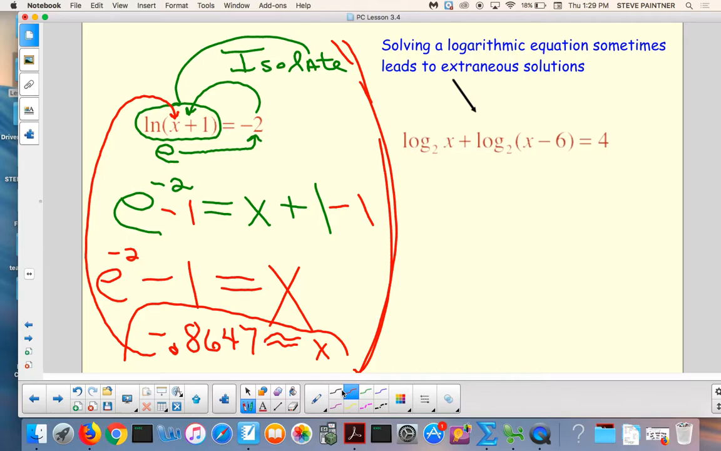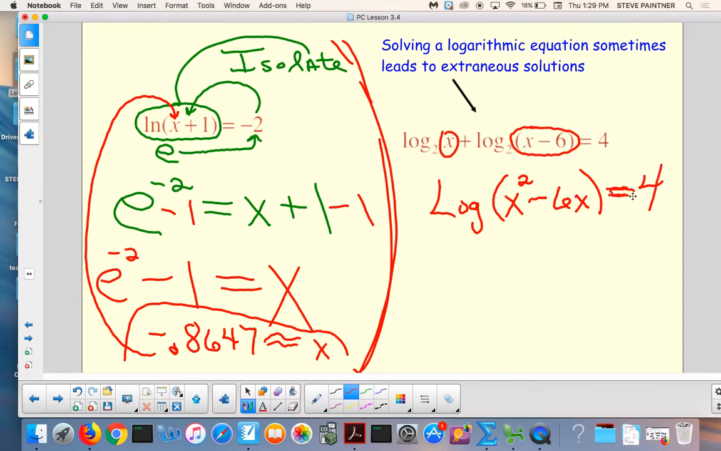This is log plus log. What can I do? It's the same as 1 log. If you just multiply that number times that number, what would you get? x squared minus 6x, equals 4. If you know your properties, that's how easy that is, right?